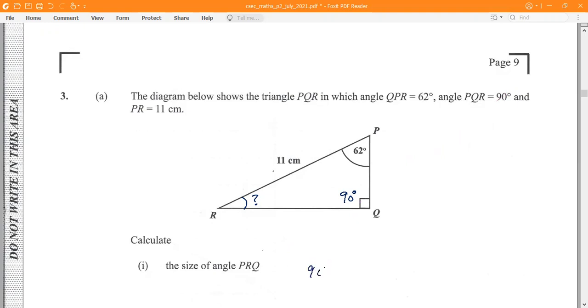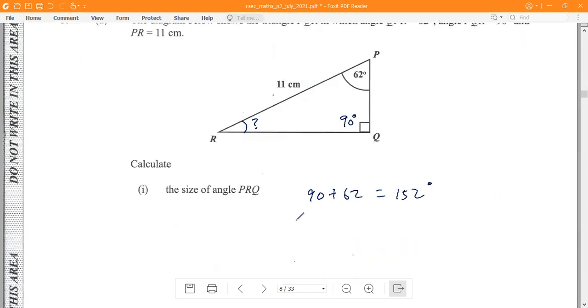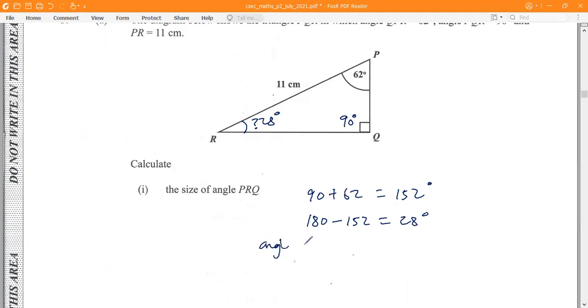So we add 90 and 62, and we get 152 degrees. After that, we subtract from 180. 180 take away 152 and we get 28 degrees. So R would be 28 degrees. Angle PRQ is equal to 28 degrees.